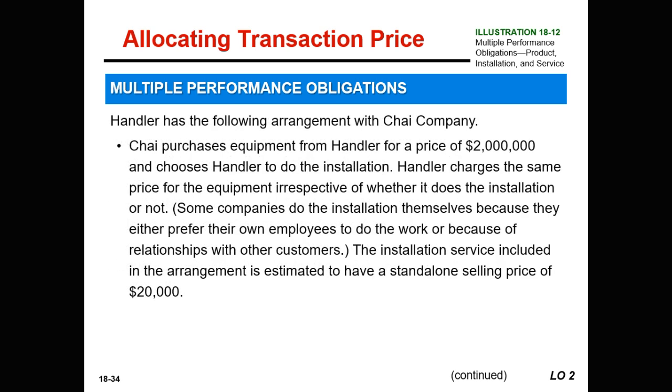So they enter into this arrangement with Chai Company. Chai purchases equipment from Handler for a price of $2 million, and chooses Handler to do the installation. Handler charges the same price for the equipment irrespective of whether it does the installation or not. They are going to charge $2 million. Some companies will do installation themselves because they either prefer their own employees to do the work or because of the relationship with the customers. The installation service included in the arrangement is estimated to have a standalone selling price of $20,000.